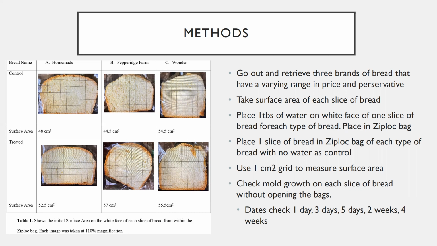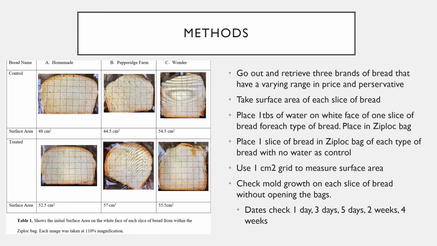And for one type of bread, one slice of each type of bread, I put 1 tablespoon of water on the white face of one slice of bread and then put it in the Ziploc bag. And that was going to be considered the treated slice of bread. And then I put the other one, the untreated control, in the other Ziploc bag.